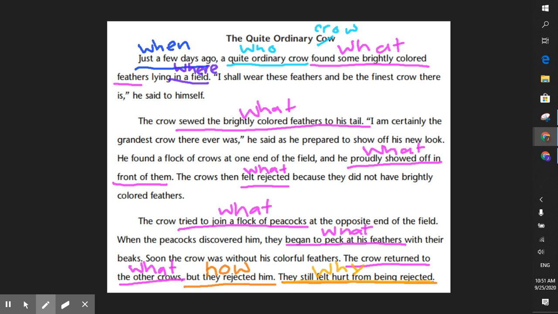Okay. Look at all of the groups of words that are marked with what. Of all of these groups, which one is the most exciting? So when does something really big happen? That is going to be right here. We're going to put a star. They began to peck at his feathers, right? This is when something happens and it is different from what we were expecting, or it's very important. This is the climax. Okay, now you're going to go ahead and answer some questions about this section.